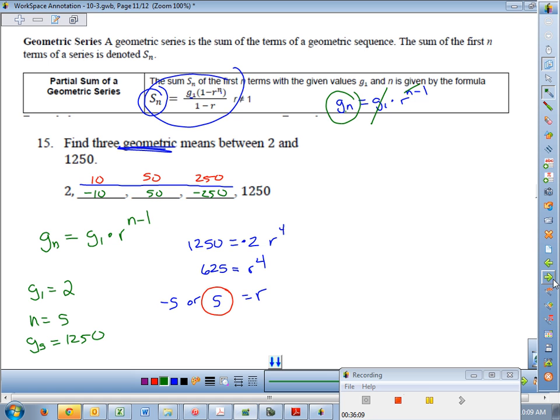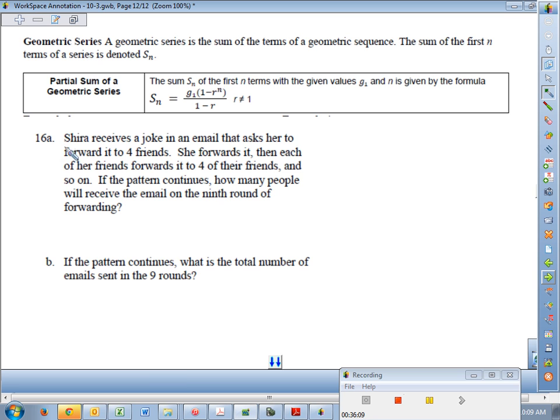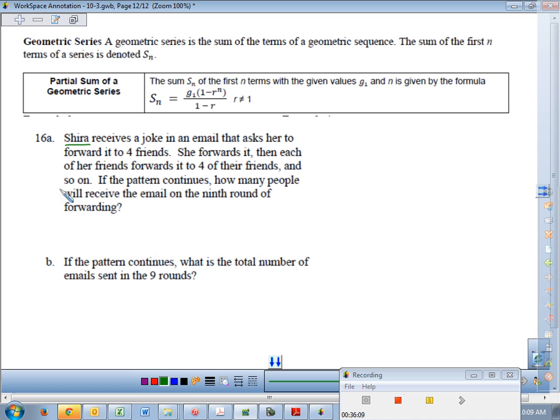Shira time! Not Shakira, just Shira. She got a joke in an email that asked her to forward it to 4 friends. She forwards it, then each of her friends forwards it to 4 of their friends, and so on. If the pattern continues, how many people will receive the email on the 9th round of forwarding? So she forwards it to 4 friends, then those 4 friends forward it to 4 friends, then those 16 friends forward it to 4 more friends, et cetera.